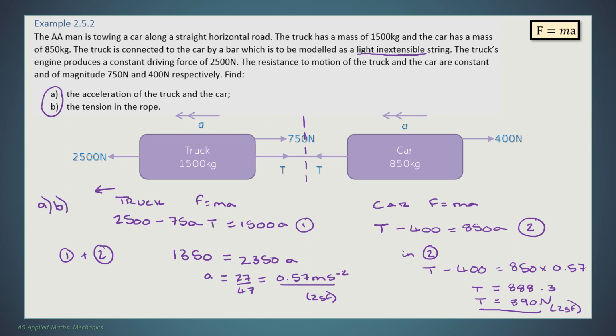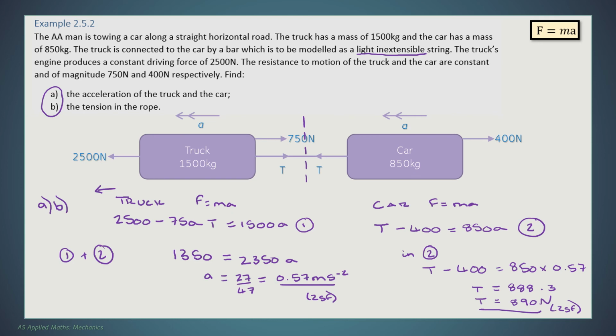If you found tension first and then found acceleration, they wouldn't mark you down for that. You don't have to do it in the order of the question. Quite often the question is asked to find the tension first and then acceleration. If you're using this method, you would find acceleration first every time. So that's the situation that we have got for parts A and B.